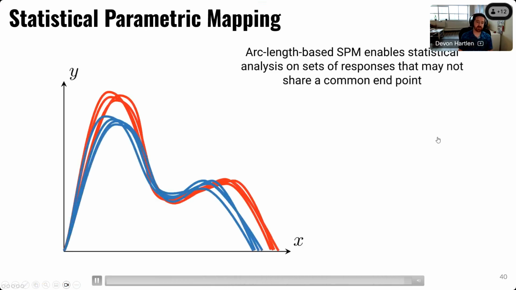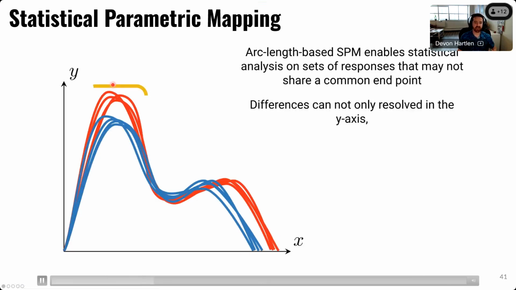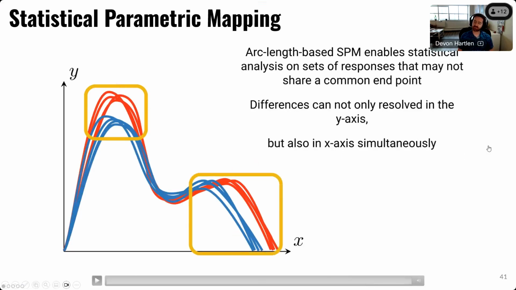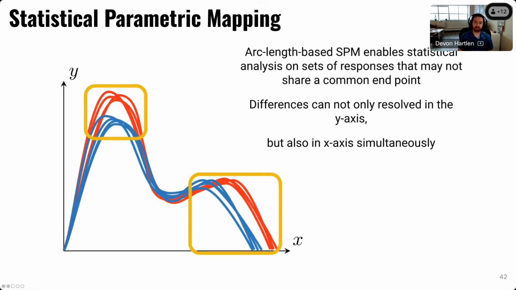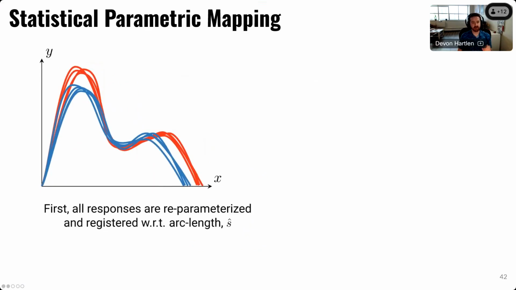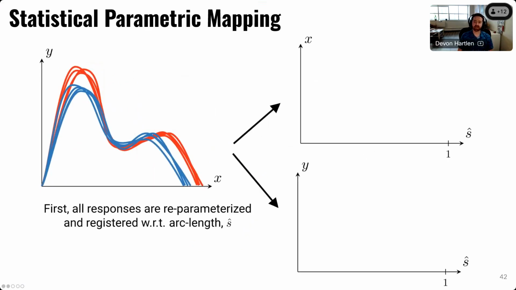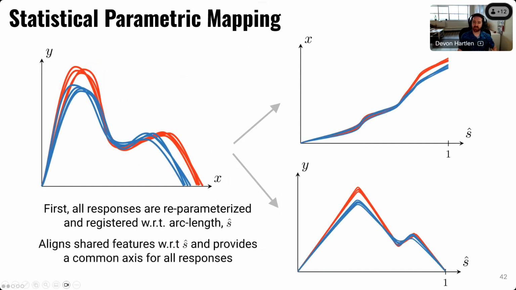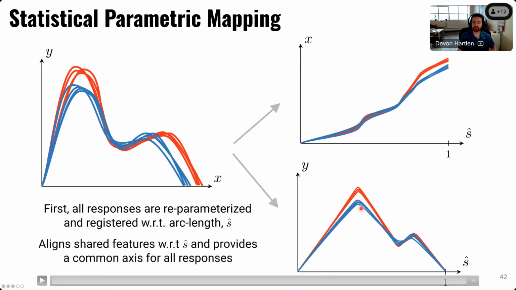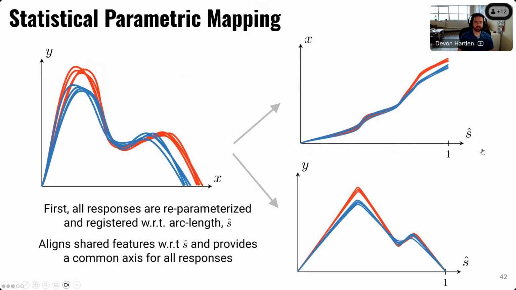So we have two sets of responses here, in blue and in red, and they do not have a common termination point. Similarly, they have differences in the y-axis and the x-axis simultaneously. So the first step of this arc length-based statistical parametric mapping is to reparameterize and register everything with respect to normalized arc length. This is the same process I described earlier in the presentation, but it allows us to align features in the X and Y space with respect to arc length, and it provides a uniform sampling variable from 0 to 1 to operate on.